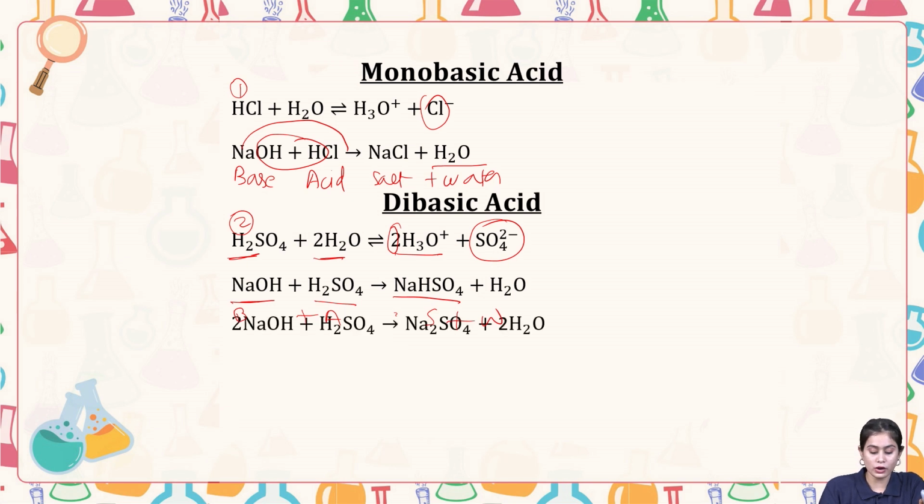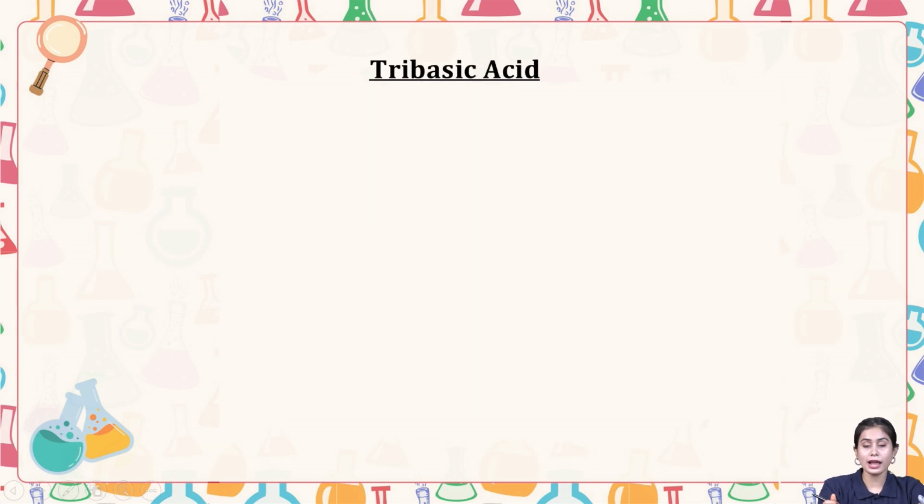Clear? Moving on, let's take sodium hydroxide, but two molecules of sodium hydroxide reacting with this. Sodium sulfate you are getting, not hydrogen sulfate, sodium sulfate, and this part will come together as 2H2O. So it differs, right? It differs. Moving on, tribasic acid.